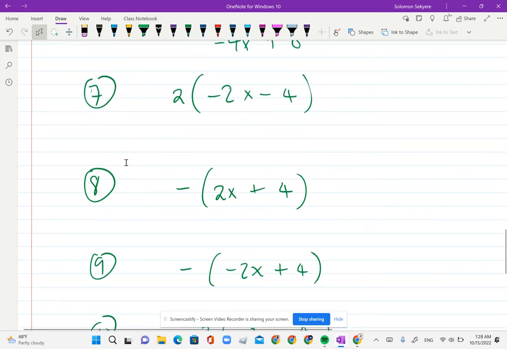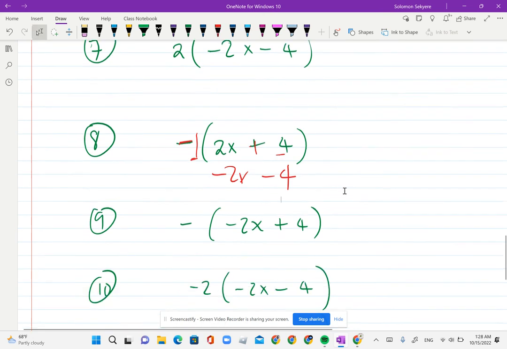Now, when you get here, I have just a negative. You see, I don't have any other number there. It says just negative. Remember, there is a 1 there, but because it's 1, we don't write it. So when you just see that, it means it's negative 1 times 2x, which is negative 2x, and then negative 1 times positive 4, which is negative 4.